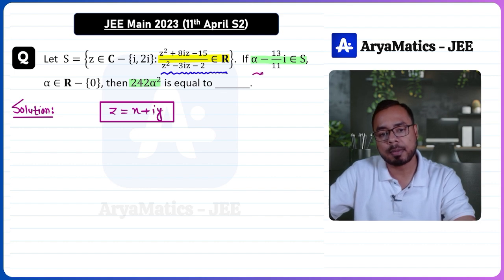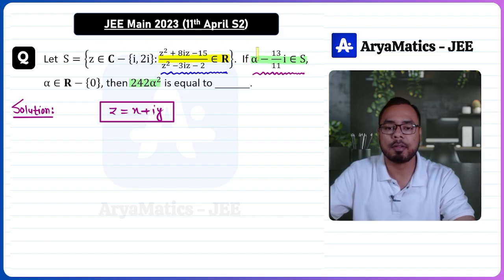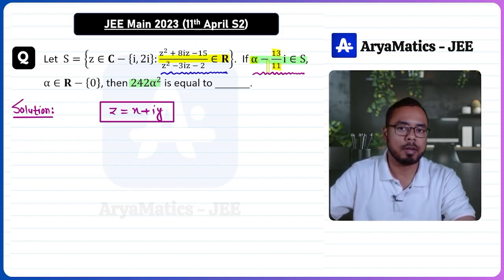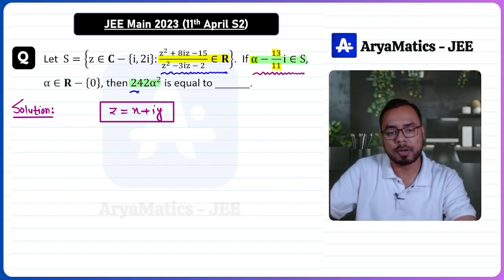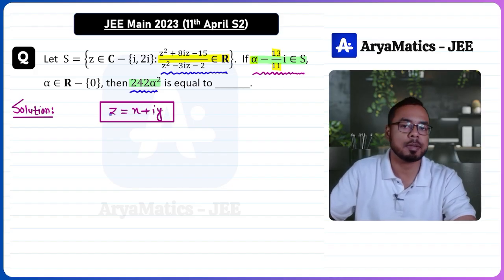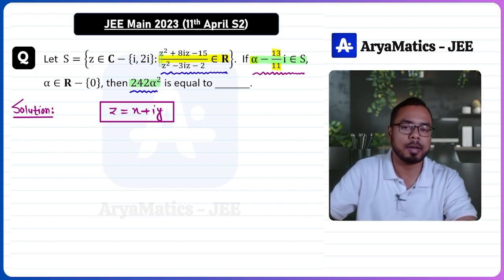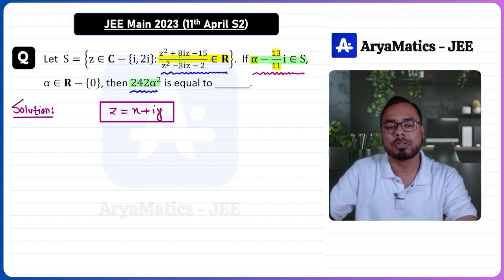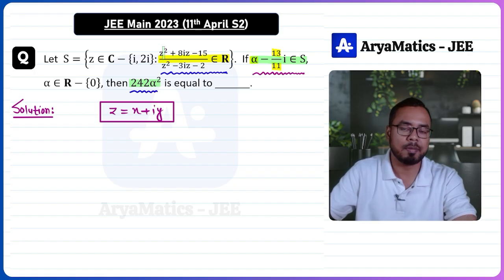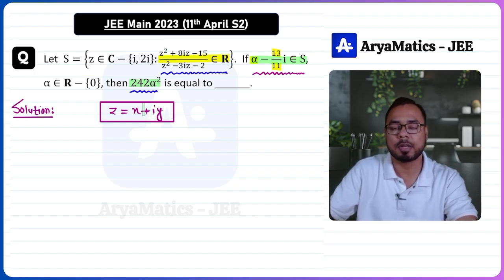And if this complex number belongs to S, then in place of X, we can write alpha, and in place of Y, we can write 13 by 11. And from there, we can get the value of alpha or 242 alpha square. But here the problem is that if you directly substitute Z as X plus iota Y, then this will become a complicated expression, right? So here first our aim will be to simplify the expression and then do this substitution.